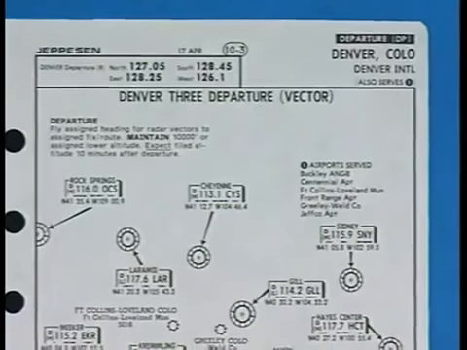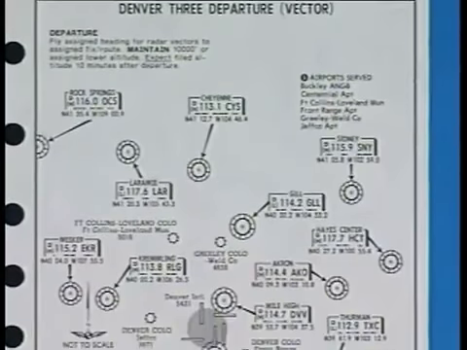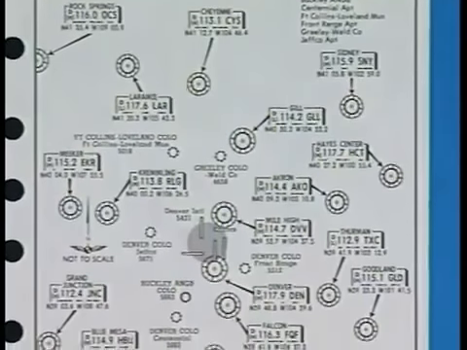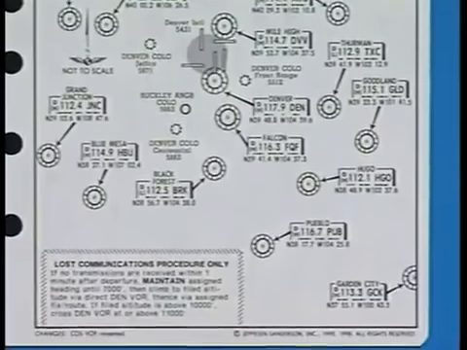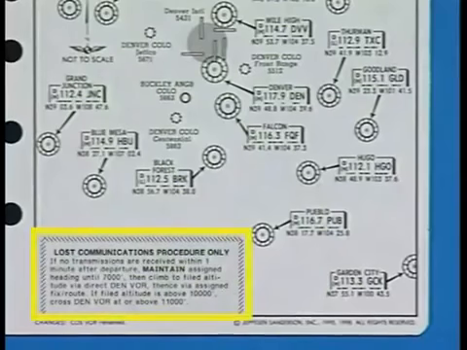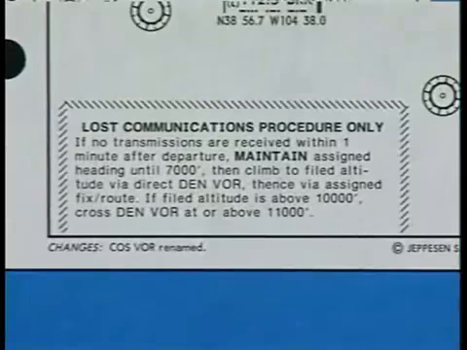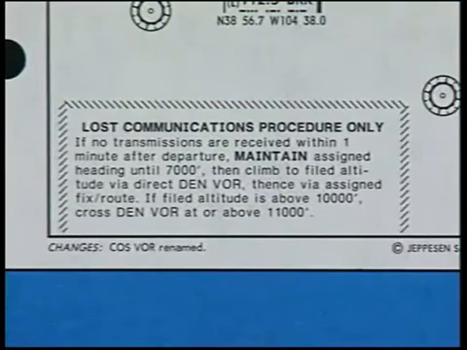Vector DPs require two-way radio communication, and the lost communications procedures detailed in the FARs apply unless lost comm procedures are published for the departure. In the case of the Denver 3 departure, if communication is lost, you must comply with the procedure titled Lost Communications Procedure Only.